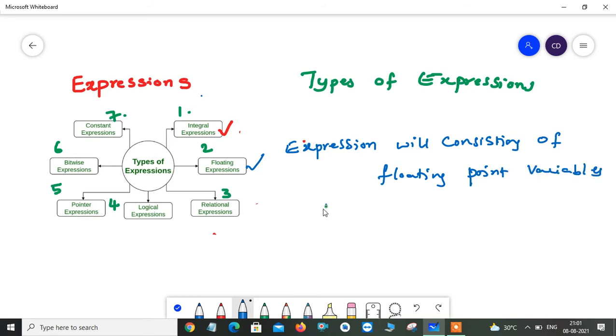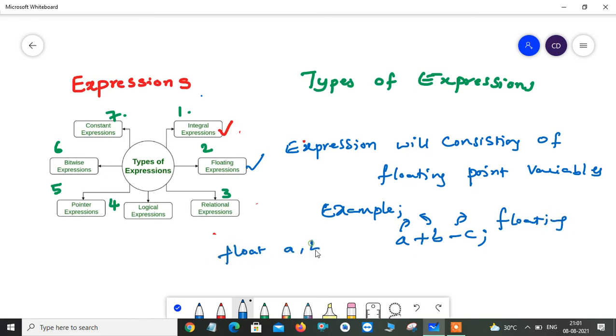See, for example, if I am using an expression like a plus b minus c. So now this is an expression. This a, b and c are floating point variables. So simply I can write float a, b, c, and then I'll assign some values. A is 10.2, b is 3.6, c is 2.2, for example. Then I can evaluate this expression: 10.2 plus 3.6 minus 2.2.